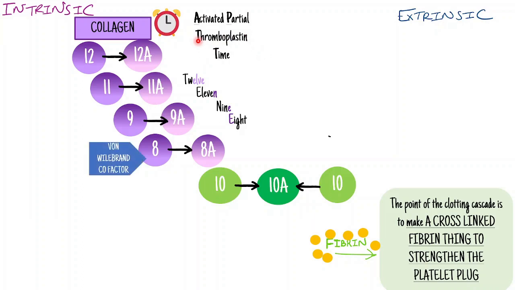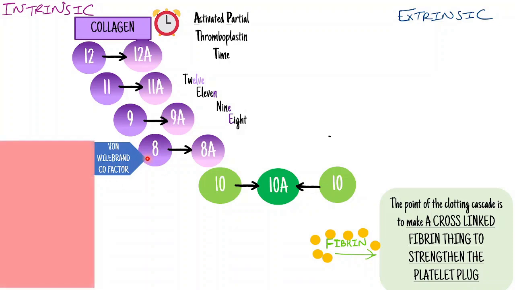Now factor 8 has a wingman called von Willebrand factor. He's a cofactor. You might want to think back, where have we met him before? He's the guy that anchors the platelet plug to the vessel wall. He also has another role, so he's a good wingman. He's got multiple jobs, and he's a wingman for factor 8 as well. Basically, factor 8 needs von Willebrand factor in order to be made.